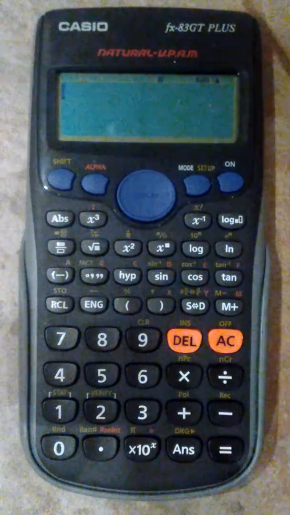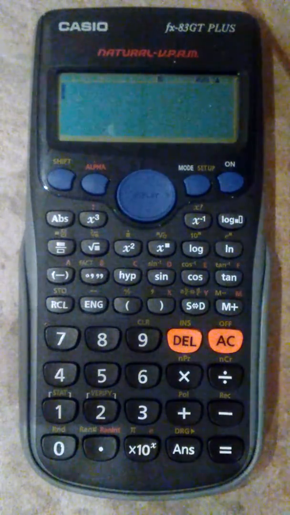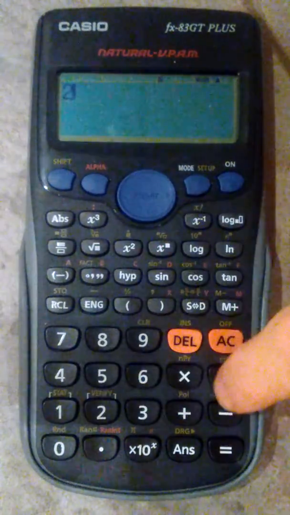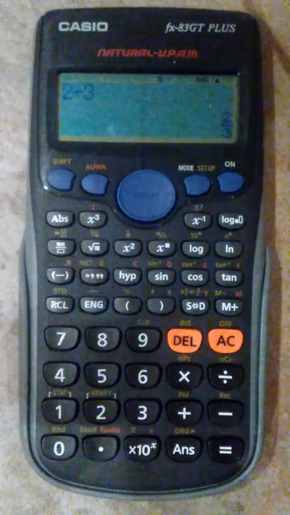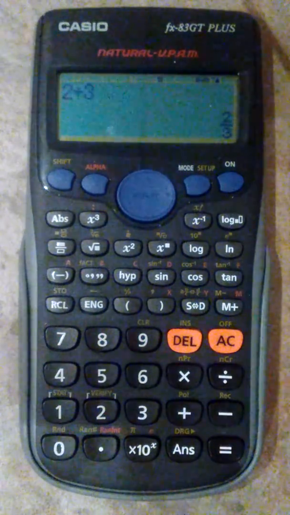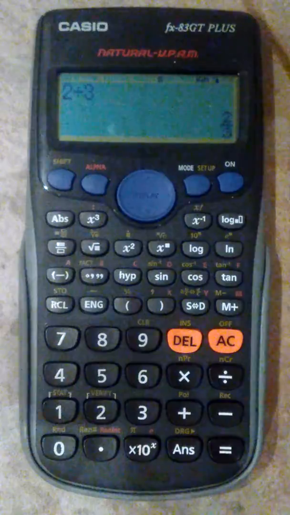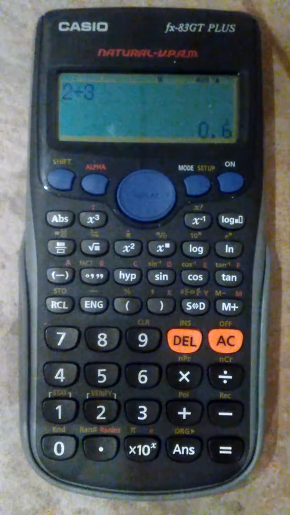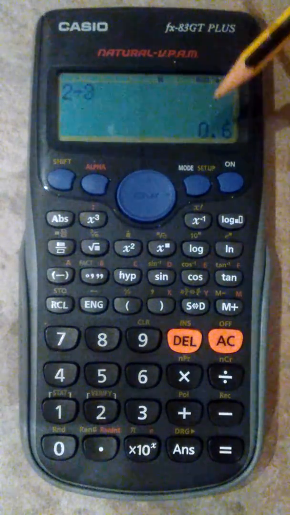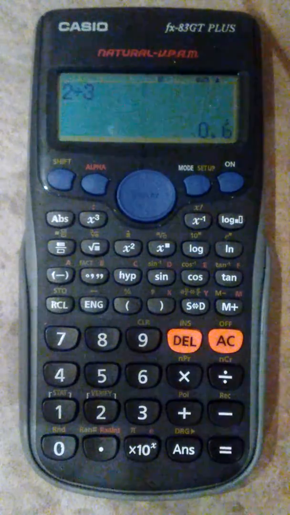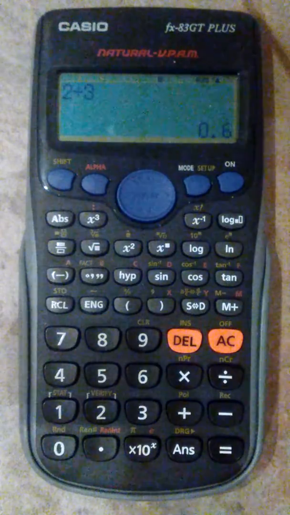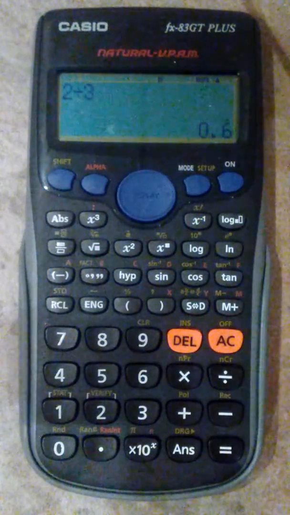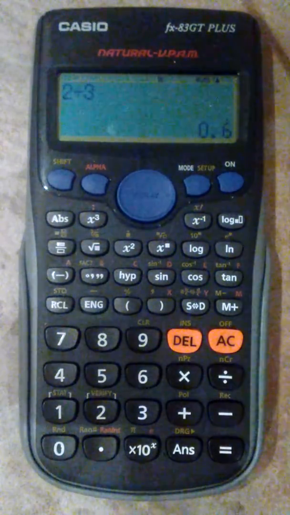So the first button I'm going to go through is the SD button. If you want to convert a fraction to a decimal, because you need to give the answer to a certain number of significant figures, then you use the SD button. So I've done 2 divided by 3, which makes 2/3. If I press the SD button, I get 0.6 recurring, so the 6 has a dot over it, which means that 6 goes on forever. It goes 6, 6, 6, 6, 6, 6, 6, forever and ever.